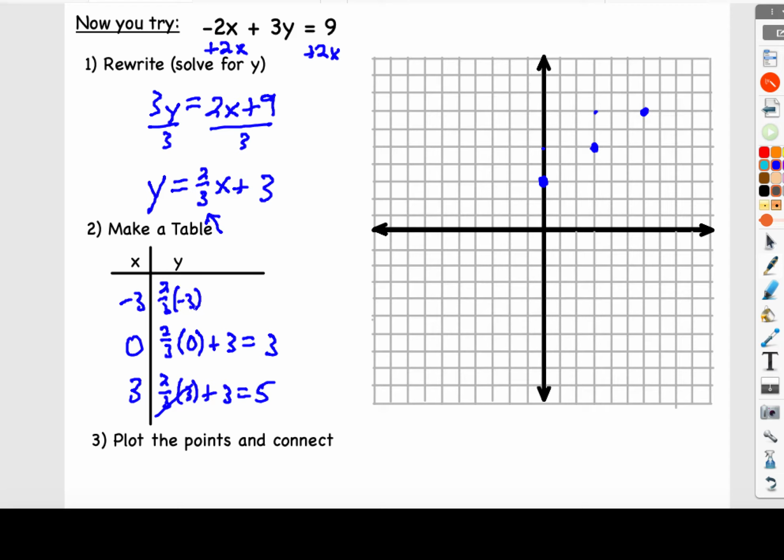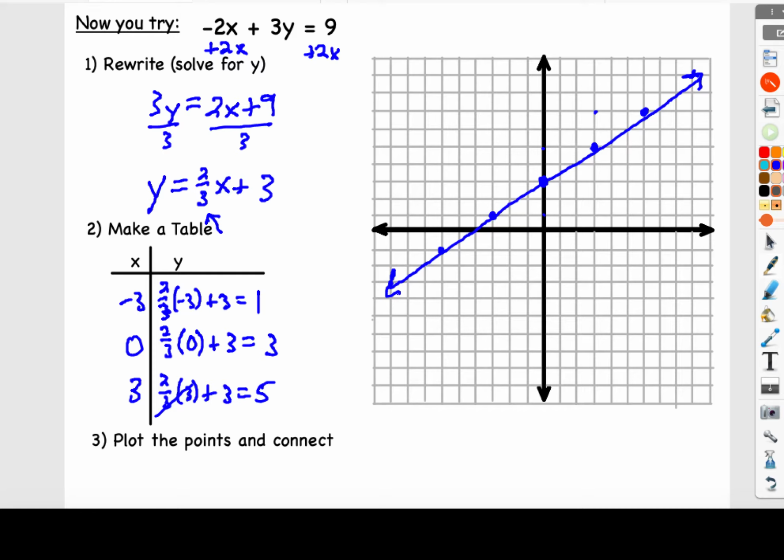2/3 times -3 plus 3. Well, 2/3 times -3 is -2. Plus 3 would be 1. And at -3, 1, notice down 2, left 3, down 2, left 3. All of these points, which we could easily plug into our equation, fall on a nice straight line, right? As far as we go there. Hopefully you hit your points a little better than I did.